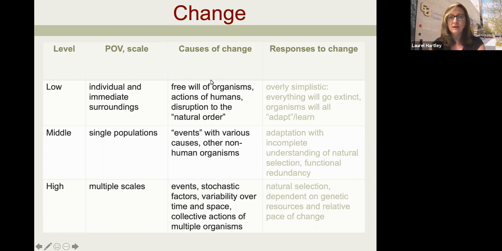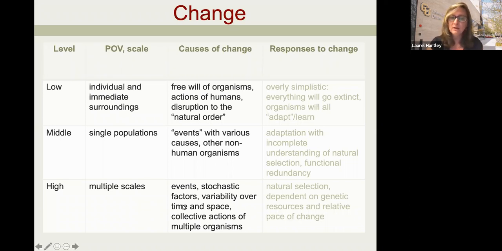In terms of causes of change, lower level students thought that change was the result of free will of organisms or actions of humans, and they often thought every change was a disruption to the natural order or the way things should be. Middle level students, when they described the causes of change, would talk about an event. And the event could have lots of different causes, including non-human causes or non-human organisms.